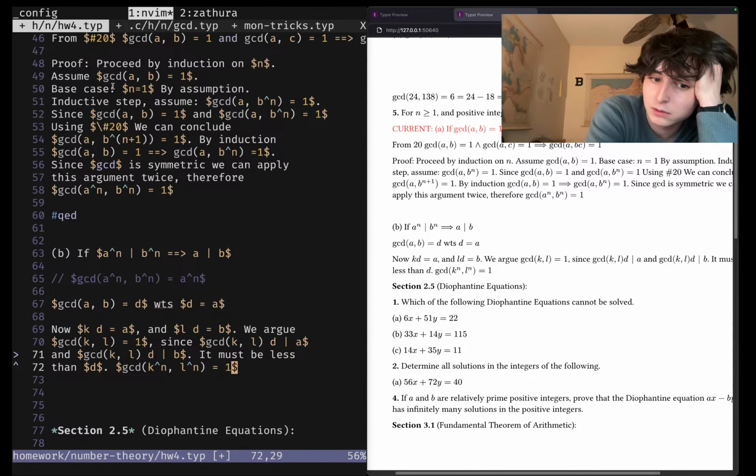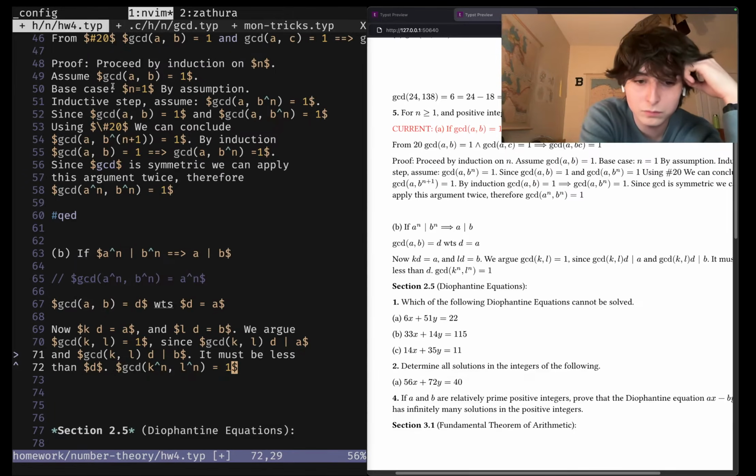People are saying in chat, write A and B with a common GCD, D times the coprime parts that we have. Then A to the N divides D to the N. Yeah, exactly. We're almost there. It forces the coprime part k to the n to divide L to the n. Exactly.